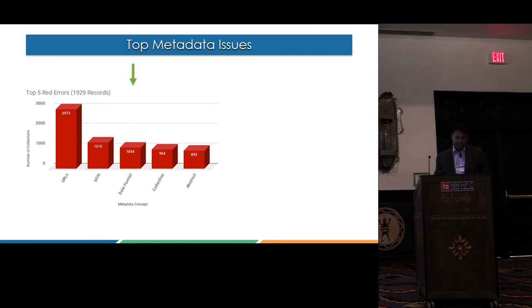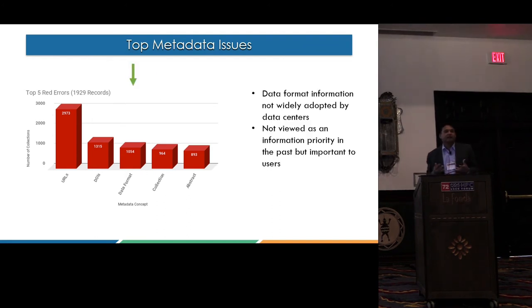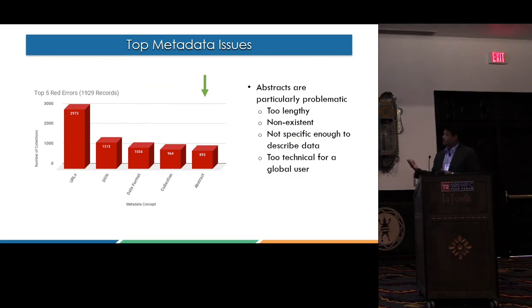And the data format: earlier, people really didn't care about data format when the users were just the science team members, because they knew HDF or NetCDF. But now we have large companies wanting to download data in bulk, at complete bulk rates. They want access to all that information so their download systems can work. They need to know what format it is, so their systems can download and pre-process the data. The last thing is abstracts.